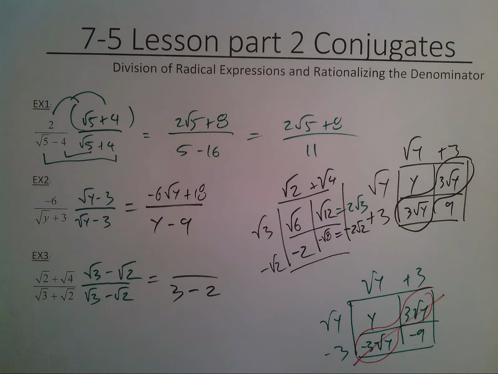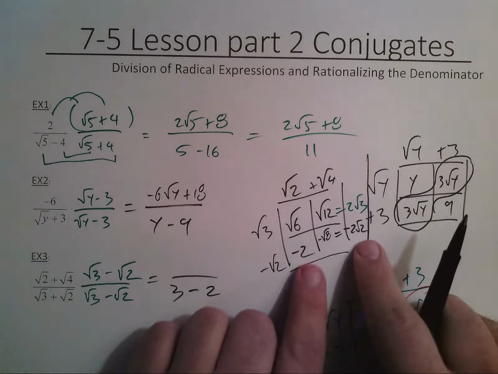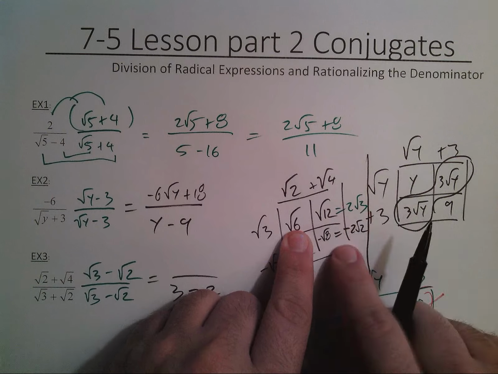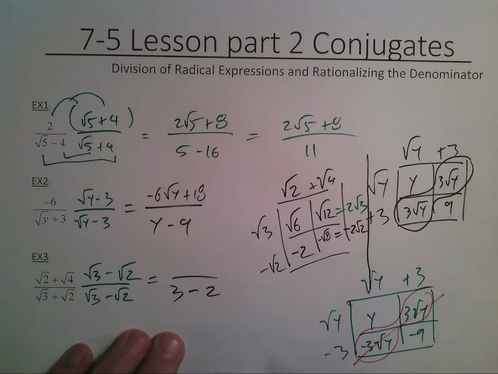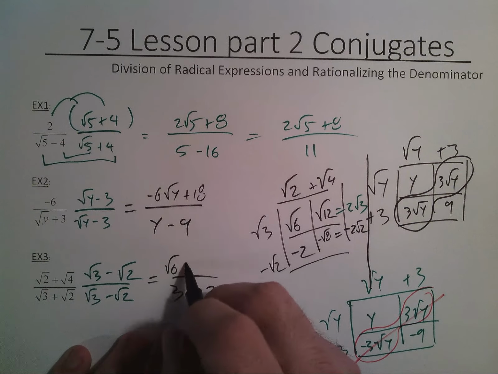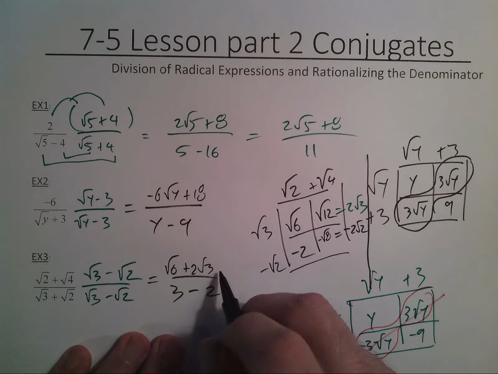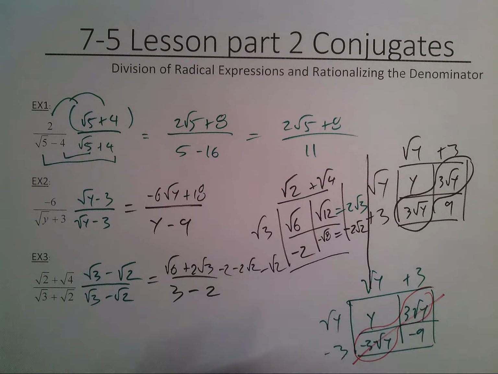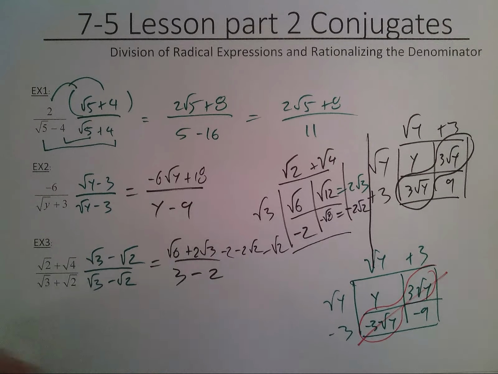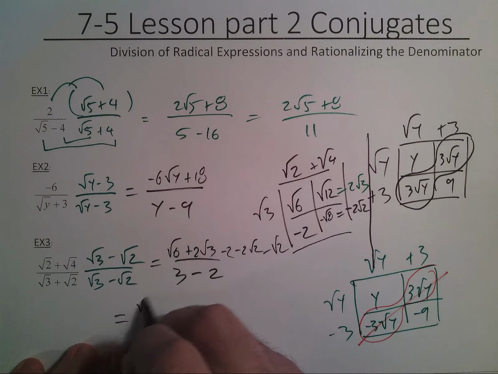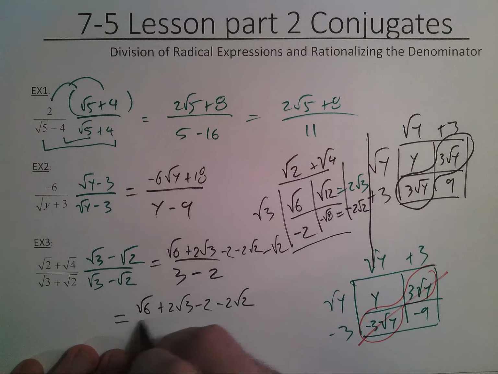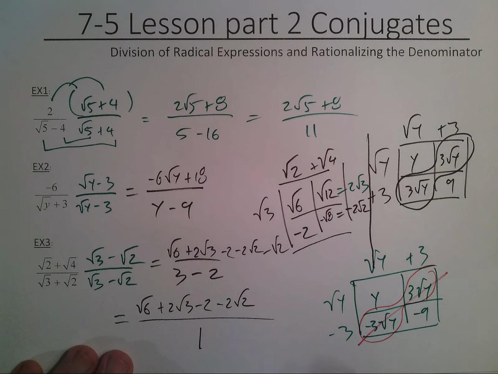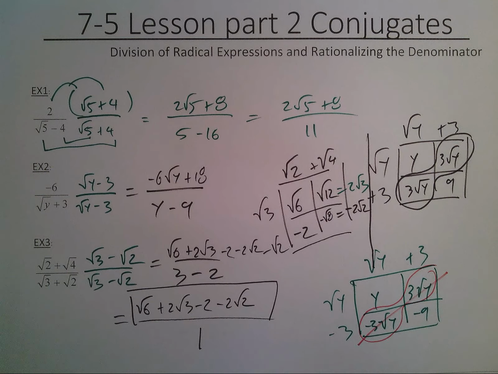Now, I don't have any like terms. I have root 6, no other root 6s. I have root 3, no other root 3s. I have the number negative 2, no other negative 2s. I have a root 2, none others of those. So, in the end, I end up with root 6 plus 2 root 3 minus 2 root 2. And then my bottom can be cleaned up, and my final end result, and I know it's not pretty, root 6 plus 2 root 3 minus 2 root 2, all divided by 1, and I'm not going to rewrite it again. That's what you get when you try to rationalize that denominator for example 3.